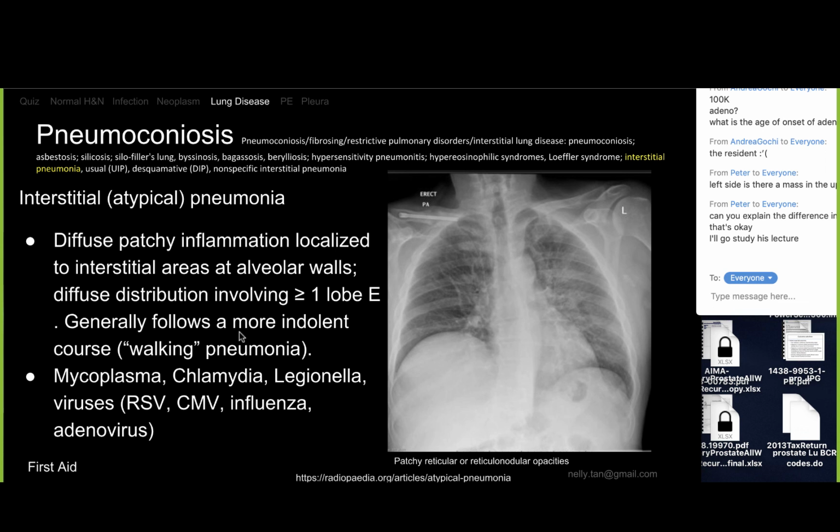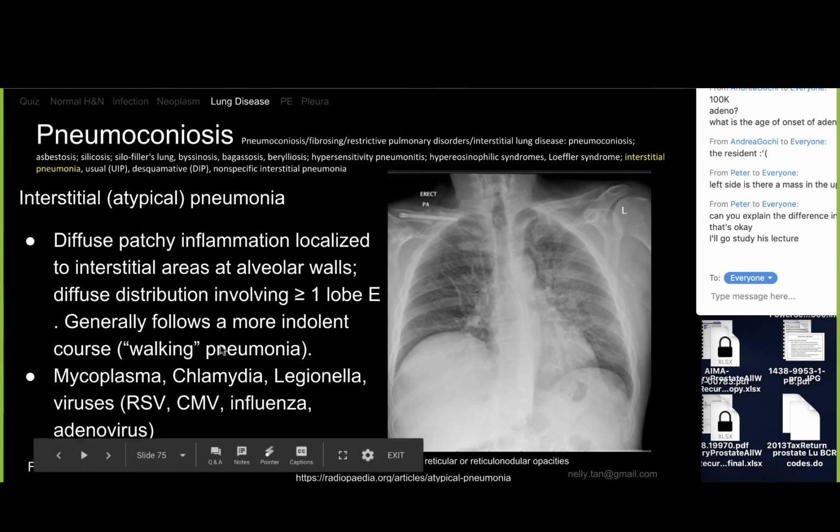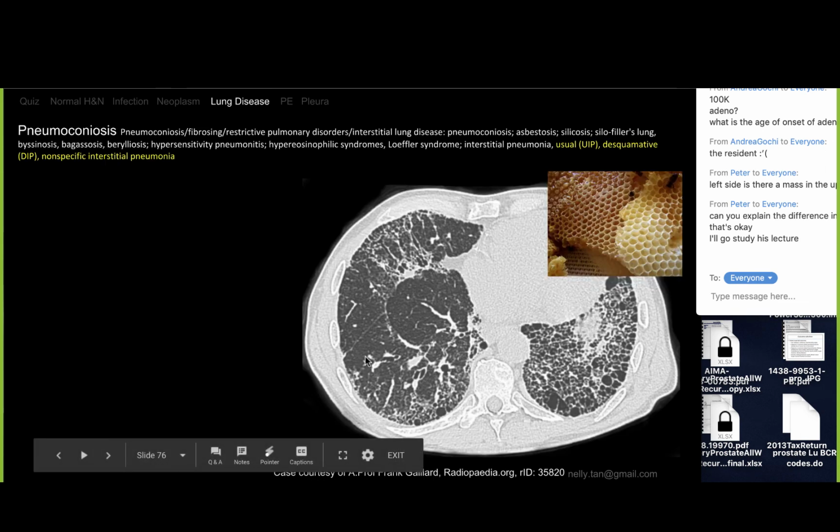Interstitial and atypical pneumonia. Here we see opacity in the left lung field, sort of diffusely, right? It's not a consolidation, sort of this hazy opacity. And these are interstitial, so it involves the interstitium. And we typically see that with Mycoplasma, Legionella, things like that.